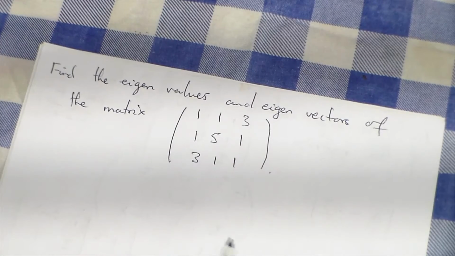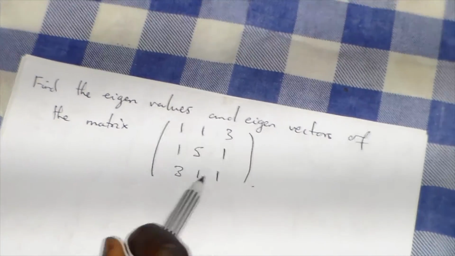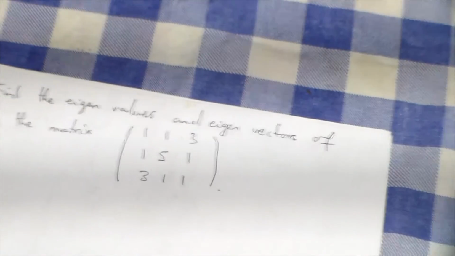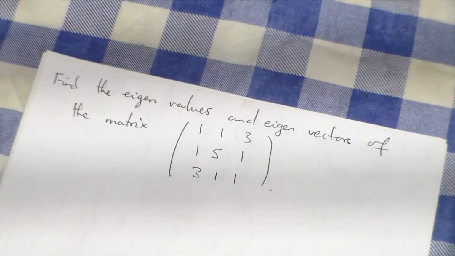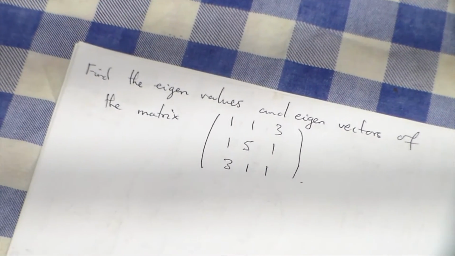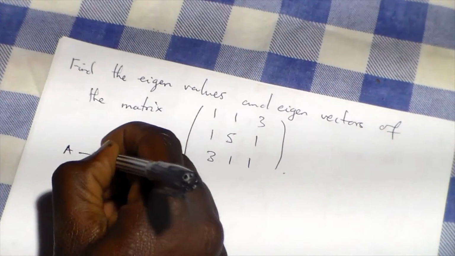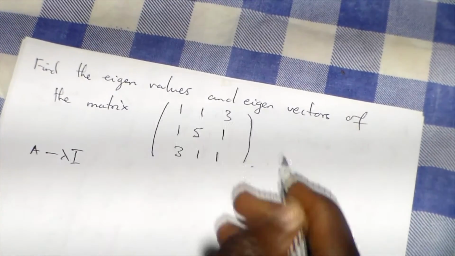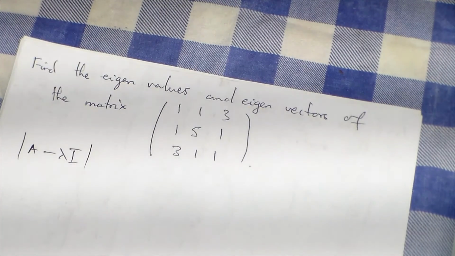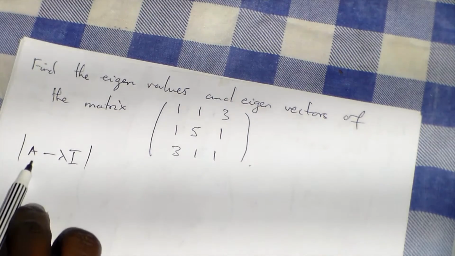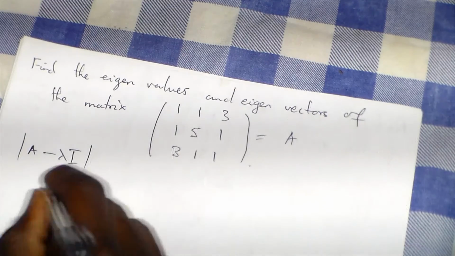Hello, today we are going to find the eigenvalues and eigenvectors of the following matrix. To find the eigenvalues and eigenvectors of a matrix, what we have to do is to first find the characteristic equation from which we will devise the eigenvalues.